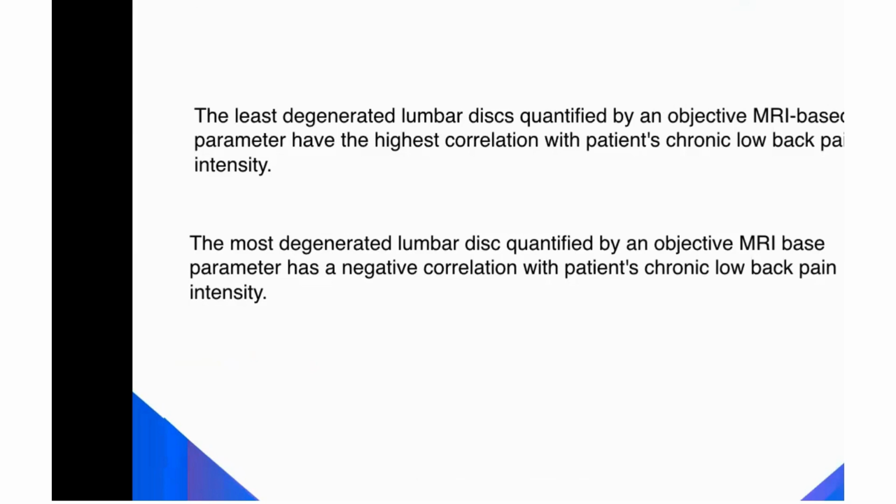So this is an important slide. The least degenerated disc, quantified by objective MRI-based parameters, has the highest correlation with the patient's chronic low back pain. Whereas the most degenerated disc, as I showed you, the desiccated disc, has a negative correlation with the patient's chronic low back pain.